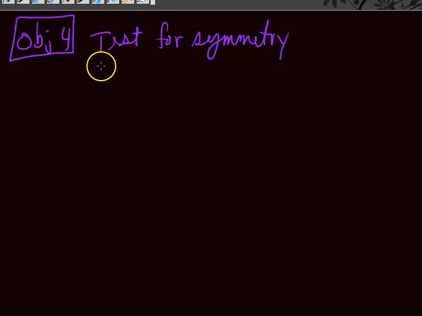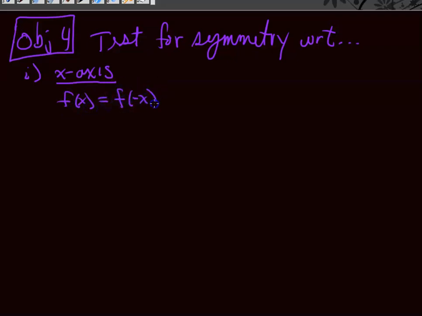Now we have symmetry with respect to four of them that we're going to be interested in. And this WRT you're going to see means with respect to. First one, the x-axis. And it really means f of x, the function when you plug in a number, equals f of the opposite of x. In other words, plug in a number, plug in its opposite, you get the same y value. F of x is like y.